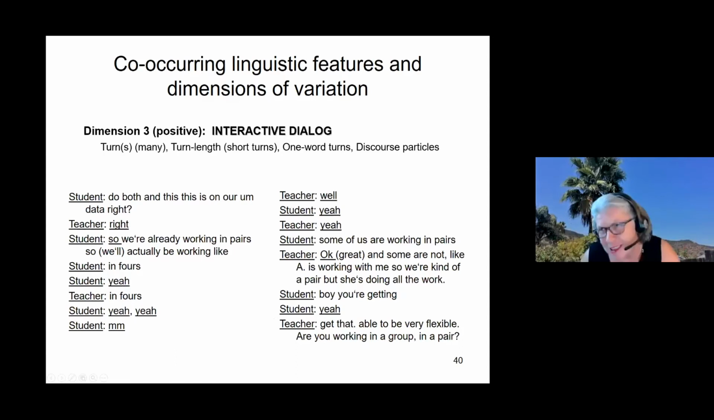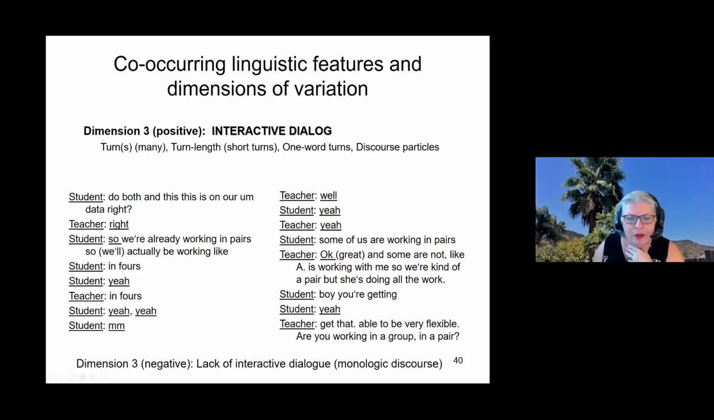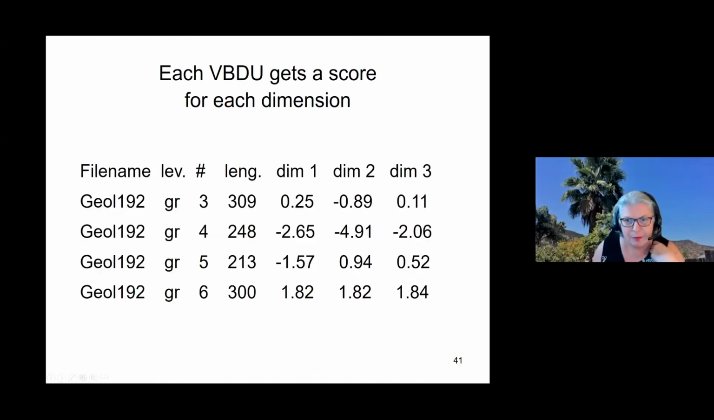It's kind of an interesting dialogue, but anyhow, there's some negotiation going on here, but you see that it's not just linguistic features that could group together, but some of these interactive features as well. And so the negative side of dimension 3 would be when there is a lack of interactive dialogue, which means it's a monologic discourse, basically, in that particular unit, let's say.